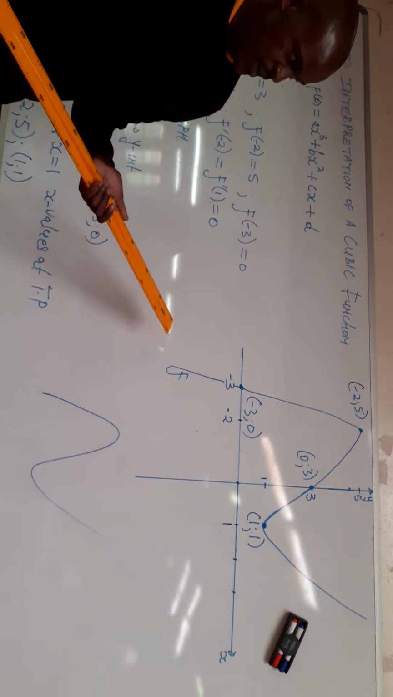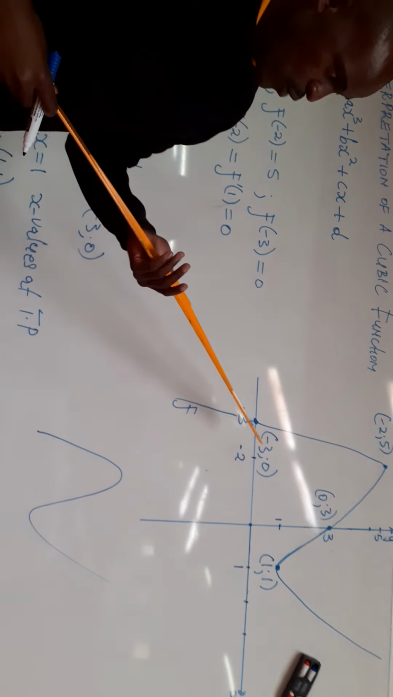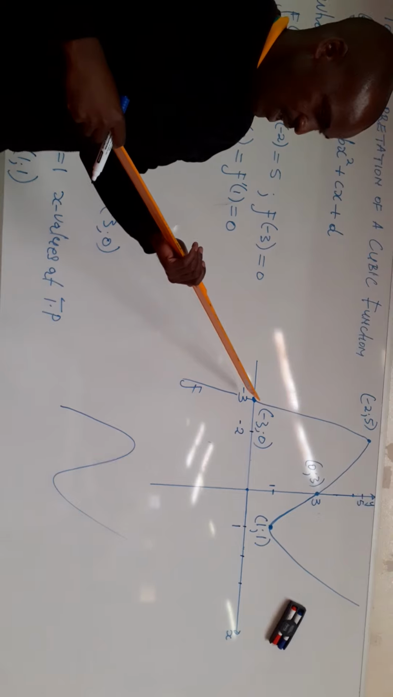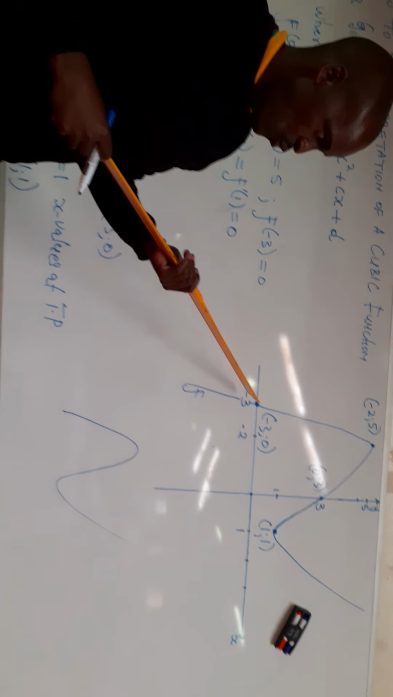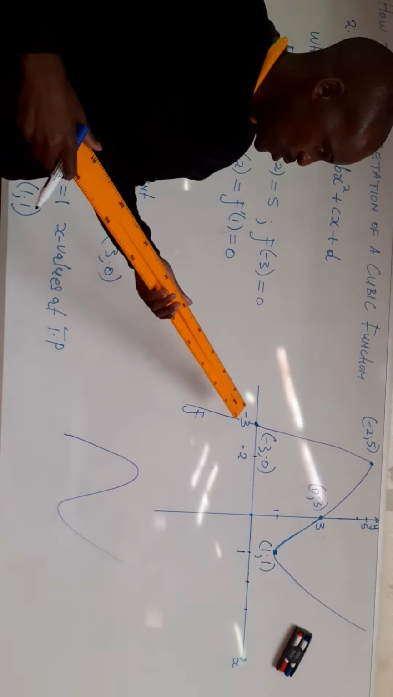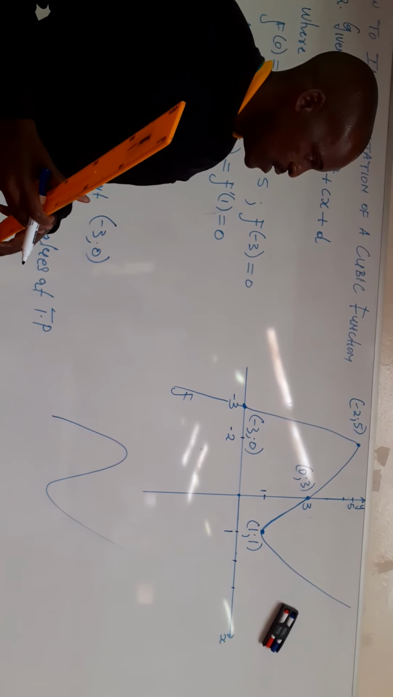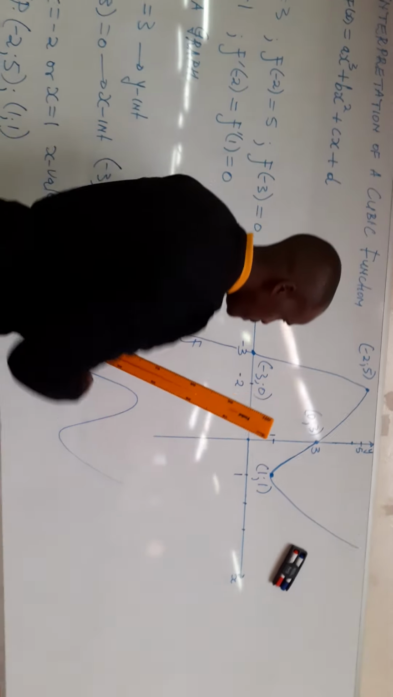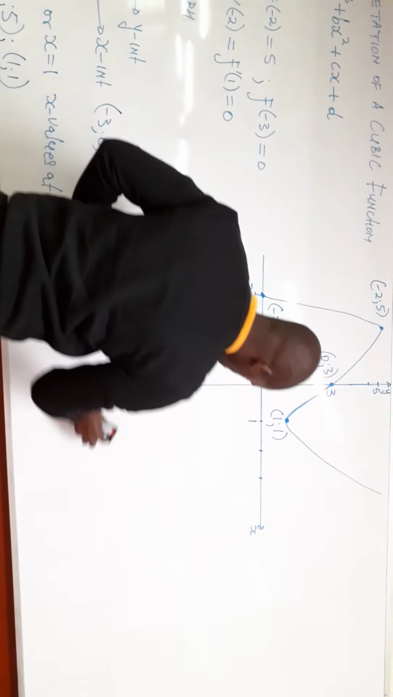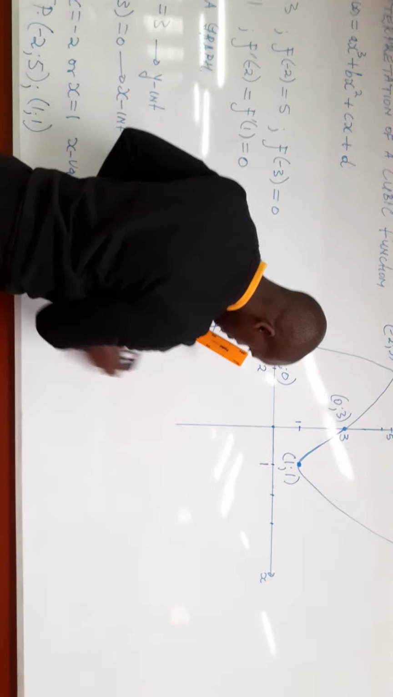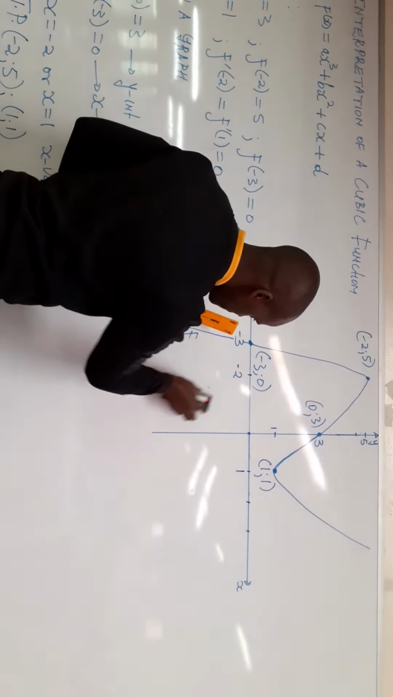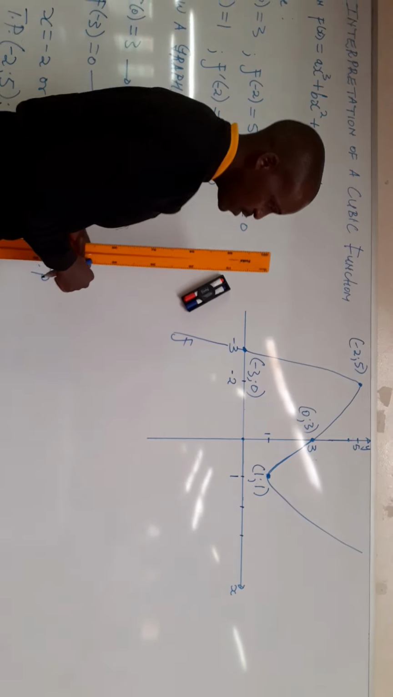It's an increasing function with only one x-intercept. So that's how it will be looking like. And then let's stop here. And then we are going to move on and try to do some other examples on different types of questions.